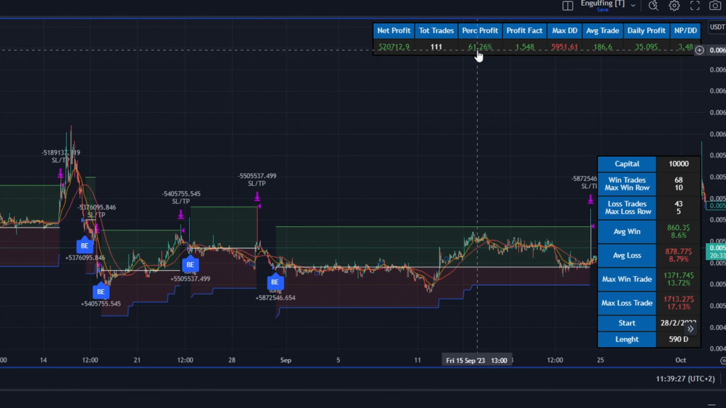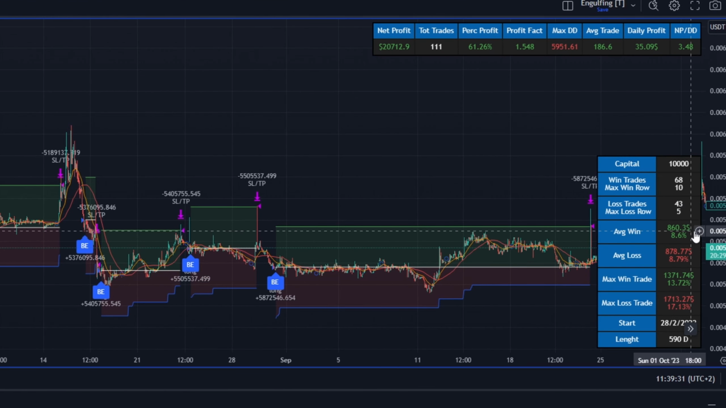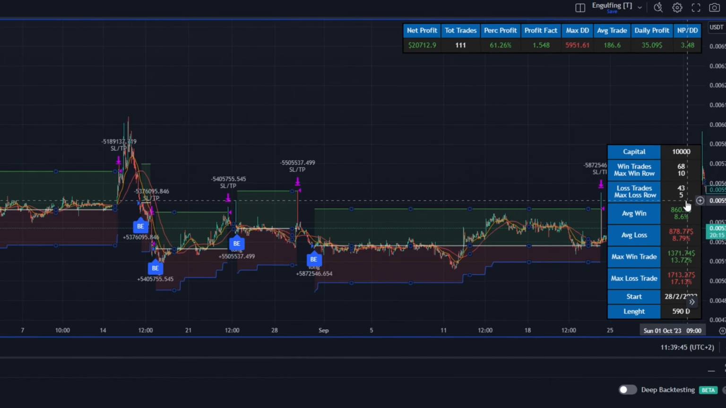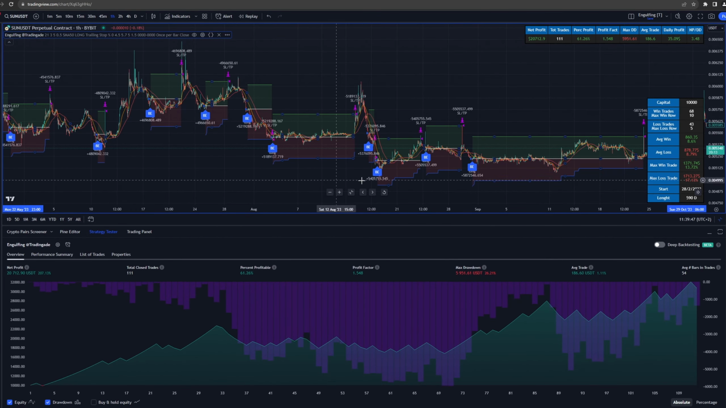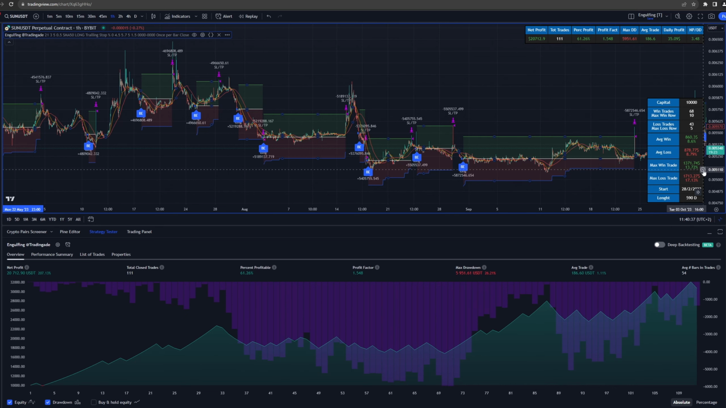The percentage profitable is good, 61%, max win row 10, max loss row 5. So I feel really comfortable with this kind of settings because there is not a big loss streak. Psychological perspective is really good. Max win trade 13%, max loss trade 17%.